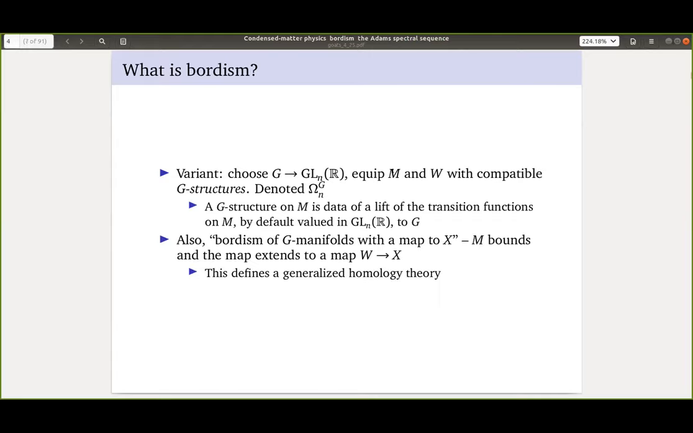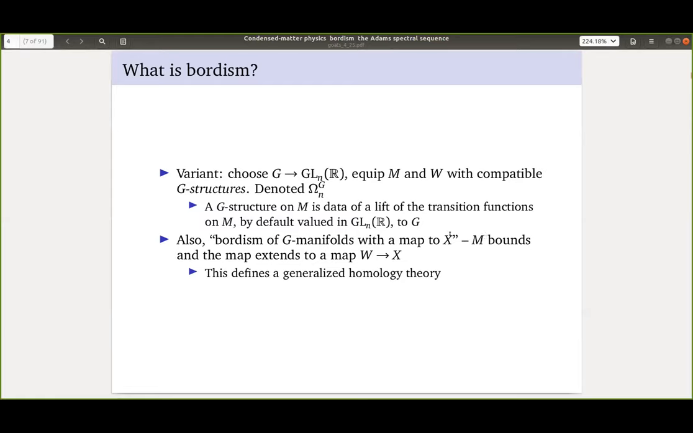You could also consider Bordism of manifolds together with a map to some fixed space X. So this means that M has a map to X, W has a map to X, and the restriction of the map on W is the map that you started with on M.